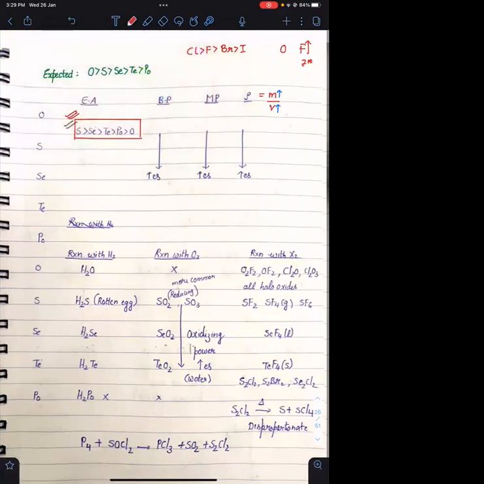Yahan pe main ye likh sakta hun. Increases as van der Waals forces increase. Okay? Or as metallic nature increase. Any doubt?